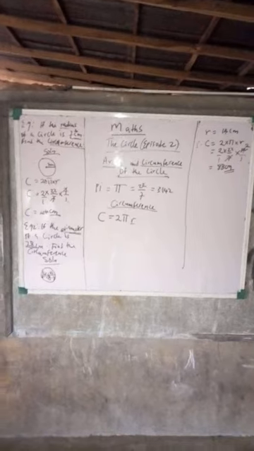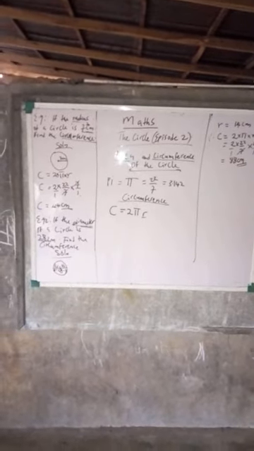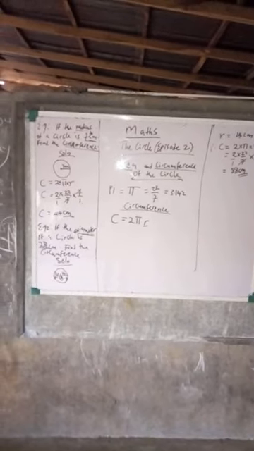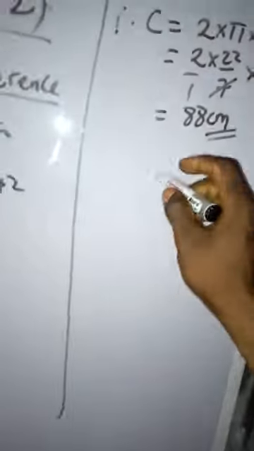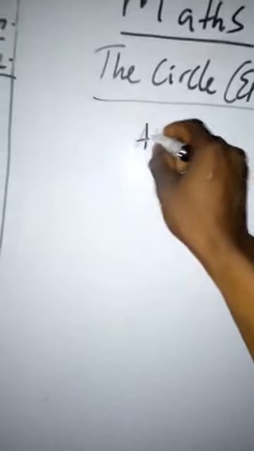So watch it closely. Now, having known this, let us clean it and look at area now. We are now done with circumference. Let's look at area of a circle.